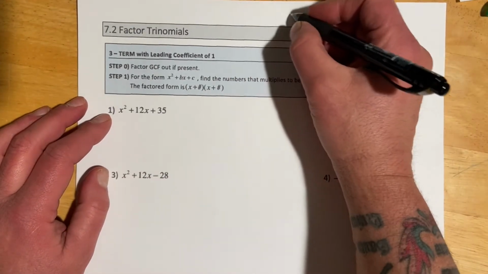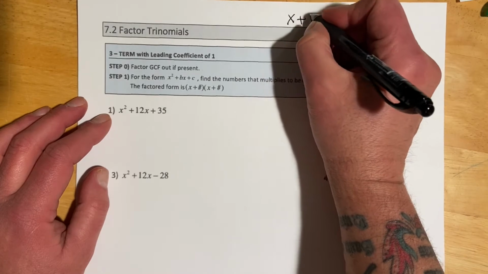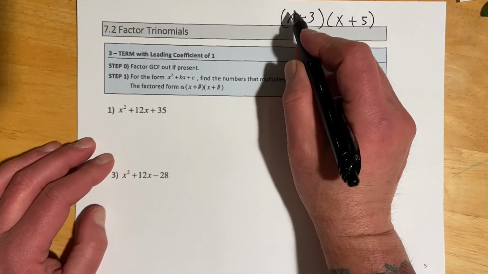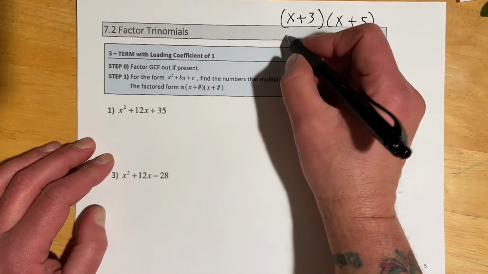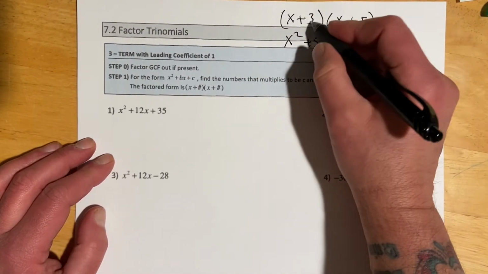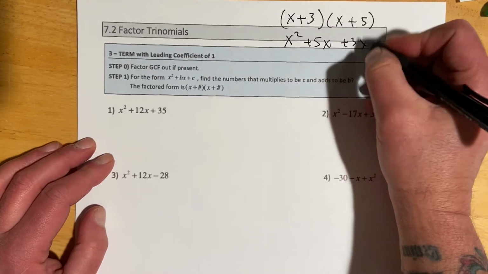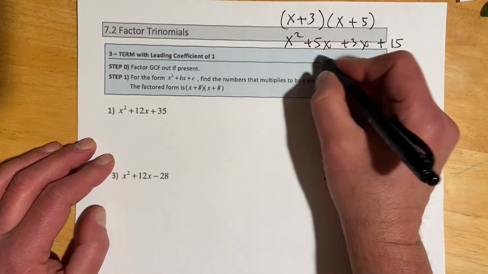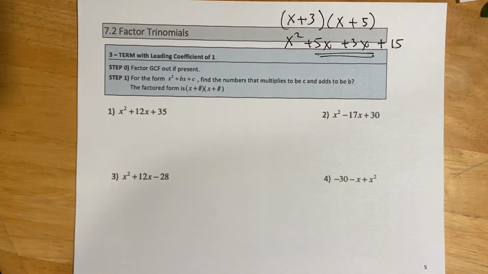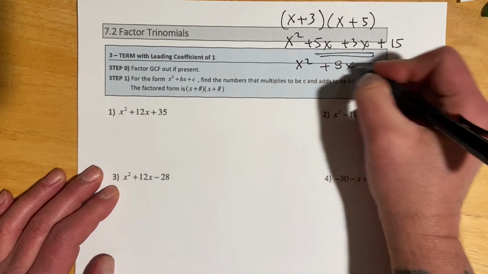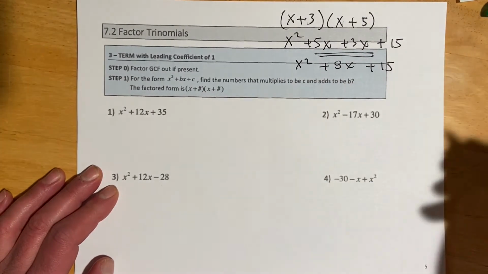So let me just pop a FOIL problem up here for a second. So if we have that, and I FOIL, remember we go first, and that's x squared, and then we do outer, 5x, we do inner, 3x, and then last. So that is 15. And then we collect our like terms in the middle. And so this one would come out to x squared plus 8x plus 15.